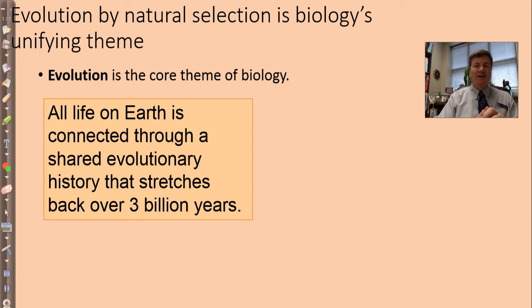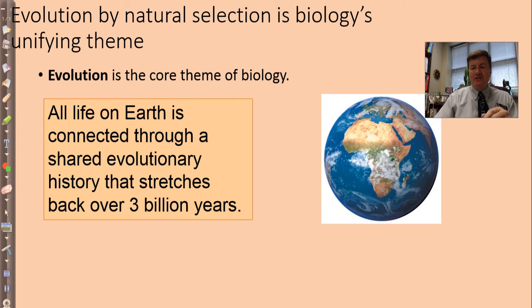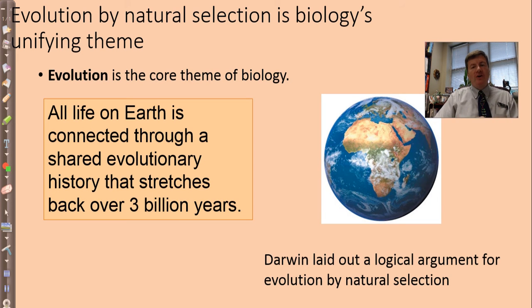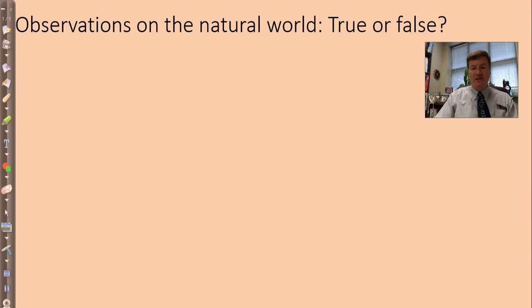To say that evolution represents change means to say that all of Earth is connected through a series of changes, if you will, over the last 3 billion plus years. So what Darwin did is he laid out a logical argument for evolution by natural selection. Please, please, please understand, evolution is not the same as natural selection. Evolution is change. Natural selection is one way that change can occur.